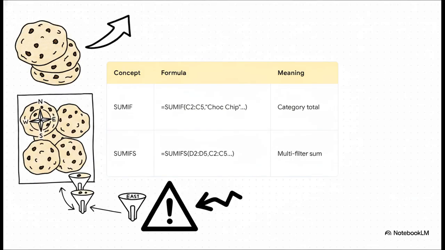And it's the exact same idea for conditional aggregation. SUMIF gives us total sales just for chocolate chip cookies. SUMIFS gives us total sales for chocolate chip cookies specifically in the East region. Now, I have to explicitly warn you about a very common student error here, reversing the SUMIFS parameter sequence. Just remember, the target sum range always comes first in SUMIFS.